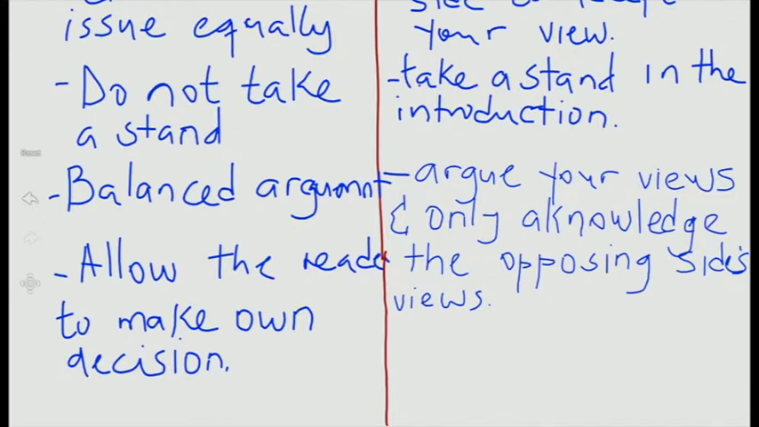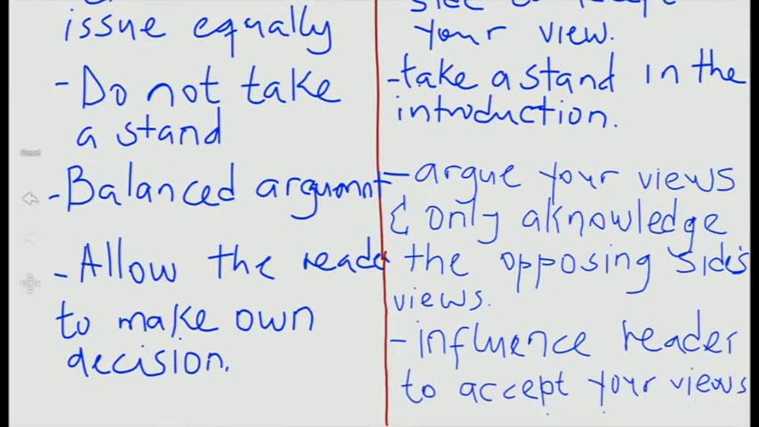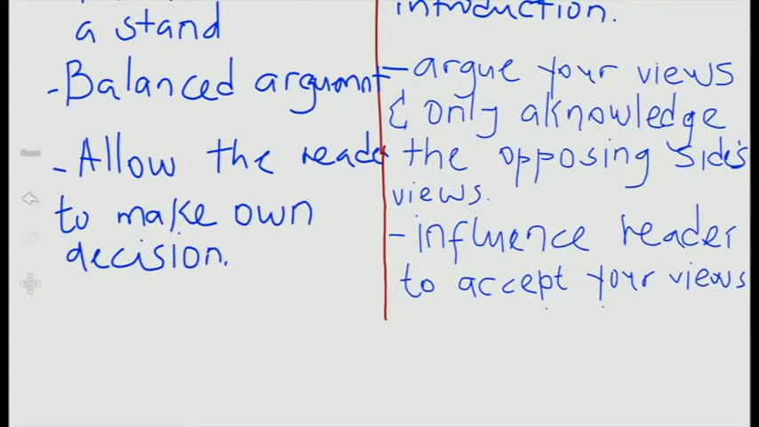And then here we said that you allow the reader to make their own decision, yet in an argumentative essay, you want to do what? You persuade the reader to accept your decision, or rather, in this case, let me say, you influence instead of persuading. It's of course through persuasion, but you're going to influence the reader. So you want to influence the reader to accept your views, and you can only do that through persuasion.